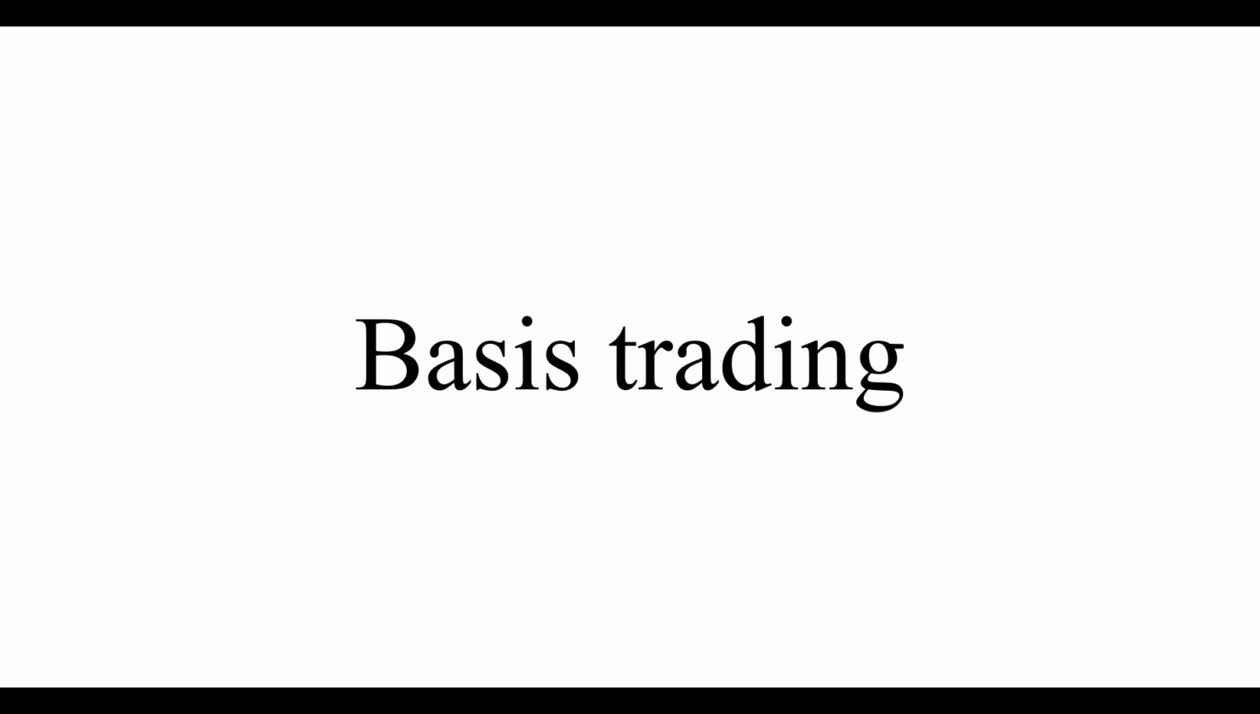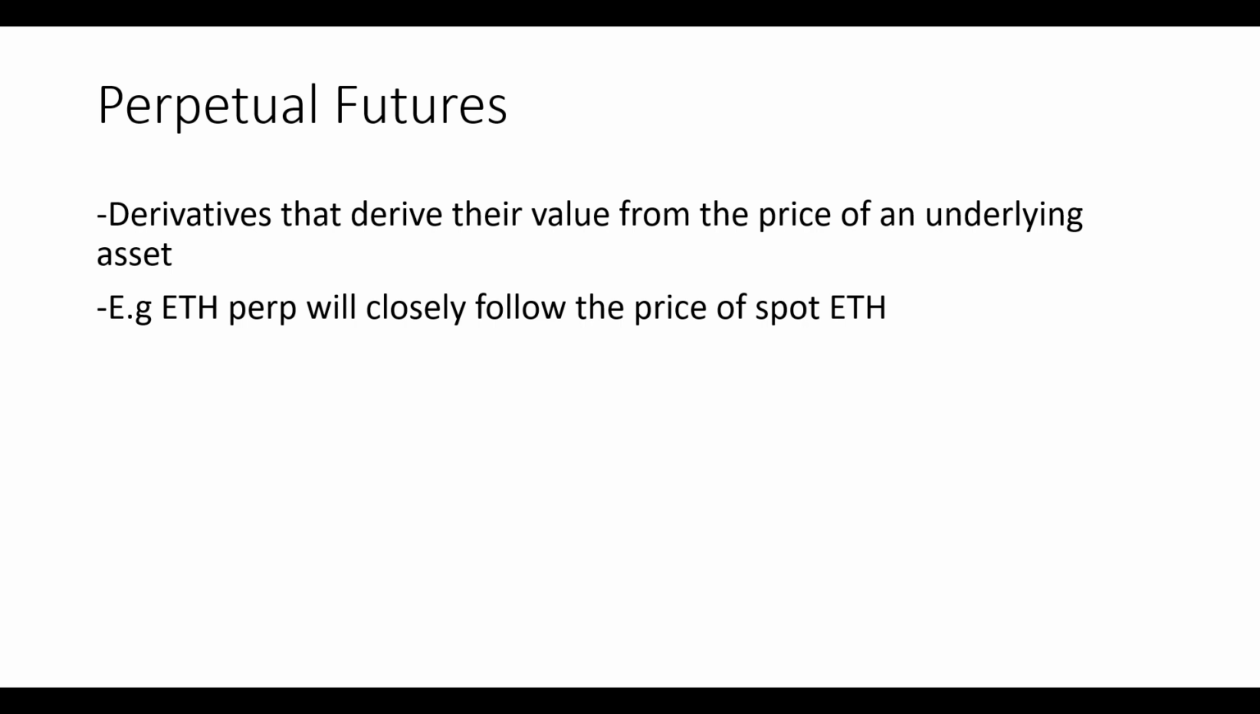So to explain basis trading, I need to go into perpetual futures. If you already know what this is, you can skip ahead. But if you're not familiar with perpetual futures, they are derivatives that derive their value from the price of an underlying asset. So for example, an Ethereum perpetual future will closely follow the price of spot Ethereum. Now, people will use perpetual futures because it allows them to leverage trade when it might be harder to leverage trade spot Ethereum. A lot of places don't offer it, or you have to have a certain KYC level, and so a lot of people will trade perpetual futures.